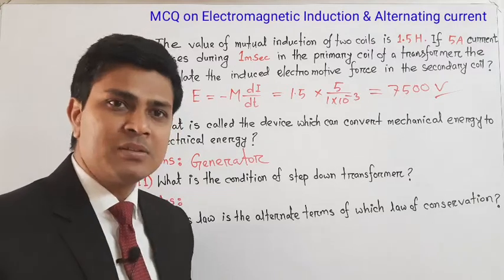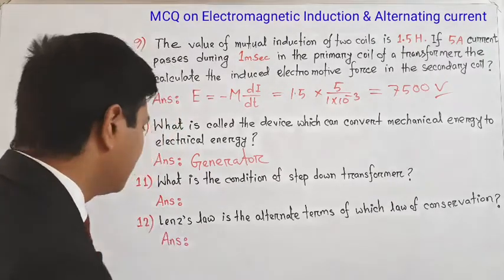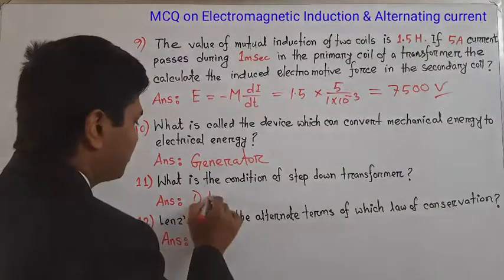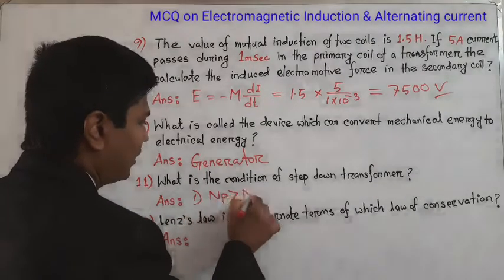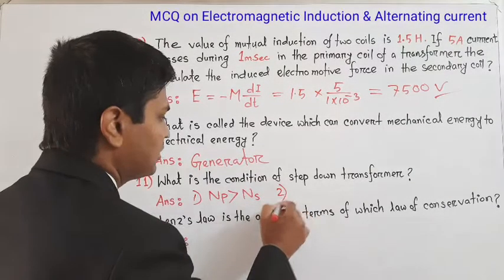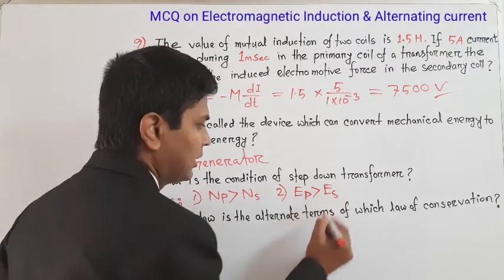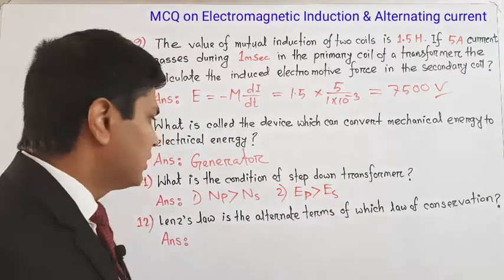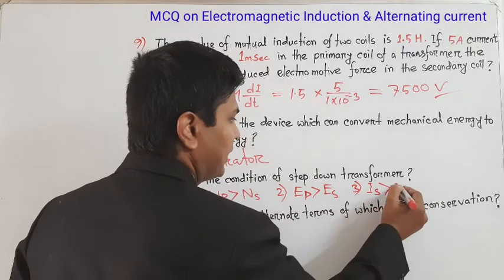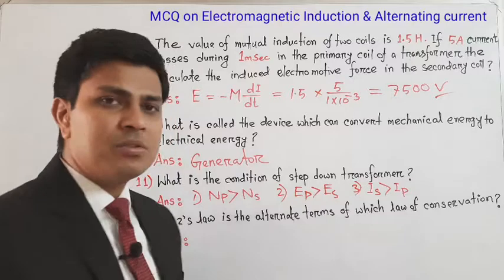Regarding the number of turns, the number of turns of the primary coil is greater than the number of turns of the secondary coil. So the first condition is that the number of turns of the primary coil will be more than the number of turns of the secondary coil. Second condition, EP greater than ES. And at last, the current of the secondary coil will be greater than the current of the primary coil. These are the relations of the step down transformer.